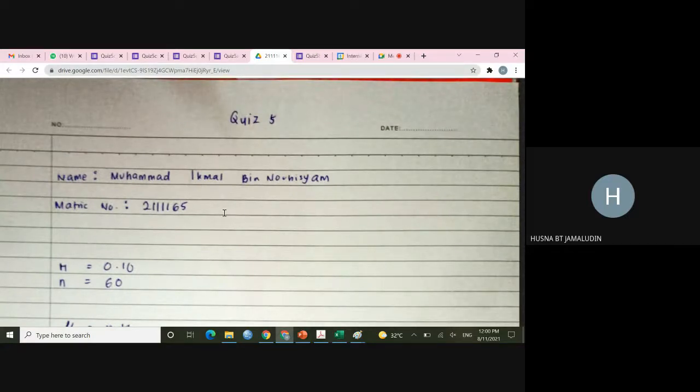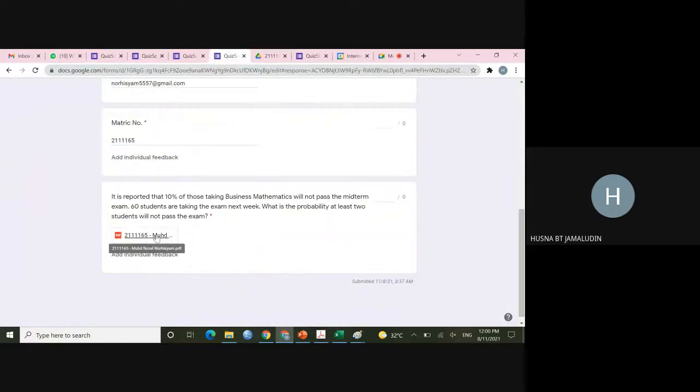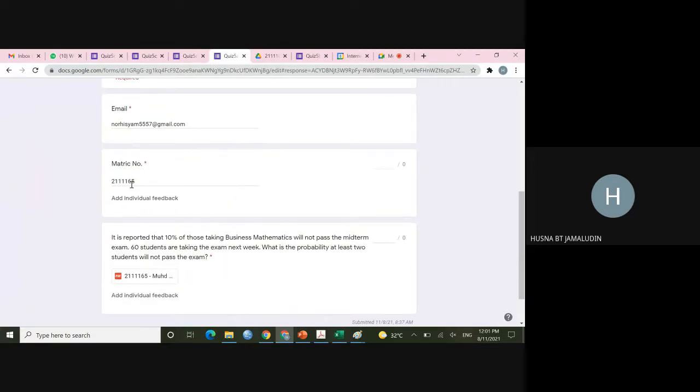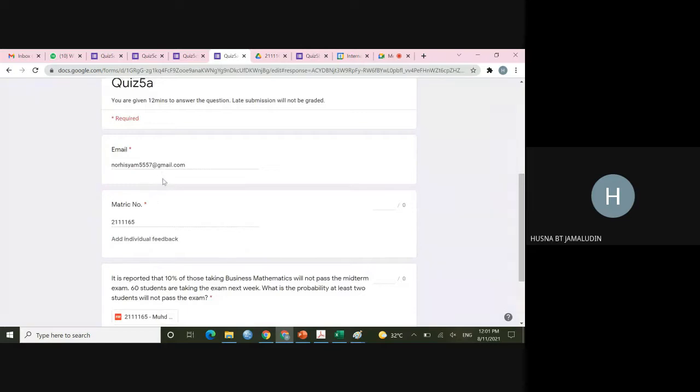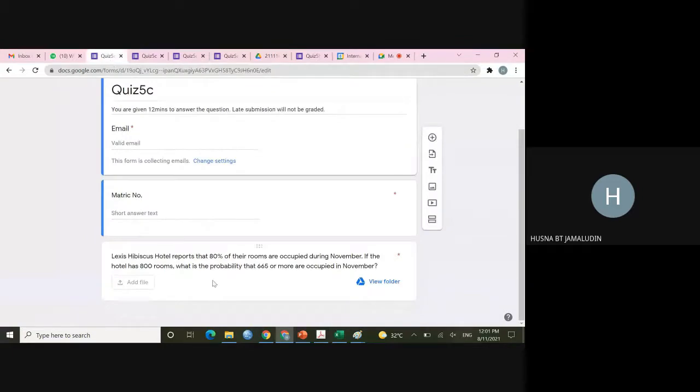That's it. Because when I check your answer, I will click this uploaded file, and all your information, metric numbers, and email are here. So you don't really have to write your names, metric numbers, and whatever in your answer sheet. Just write the working. That's all I need. Don't waste your time writing something unnecessary. So that is the first question for section 5.